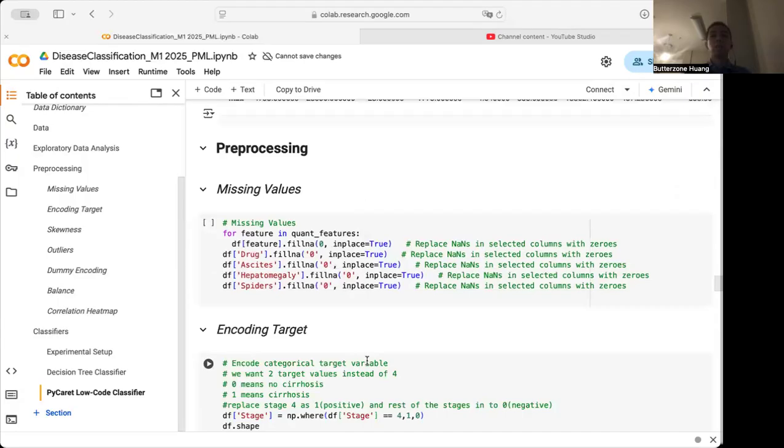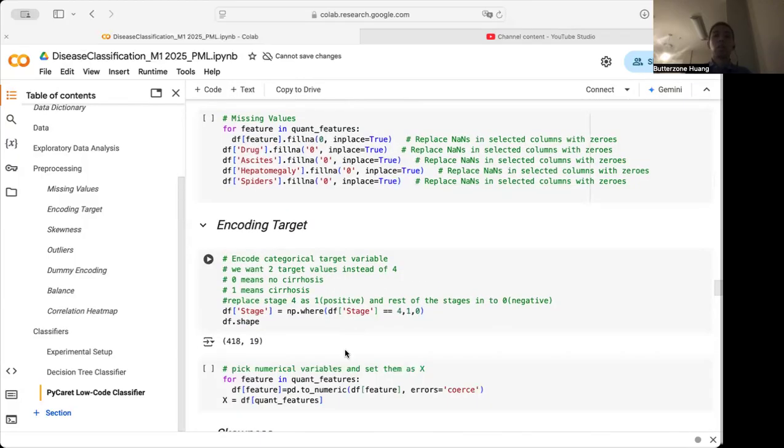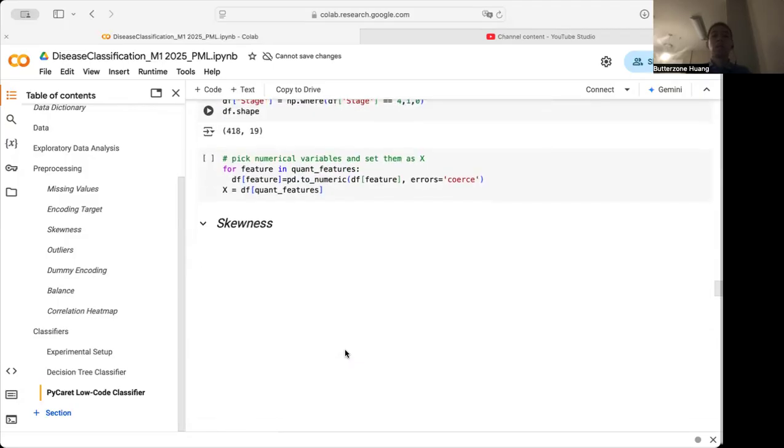For the preprocessing, he first replaces all the missing values with 0, and he replaces stage 4 as 1, and the rest of the stages as 0 because he only wants two outcomes: cirrhosis versus no cirrhosis.